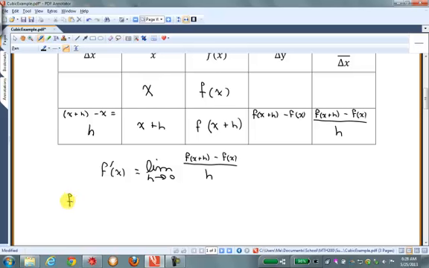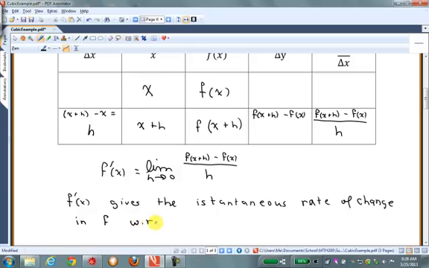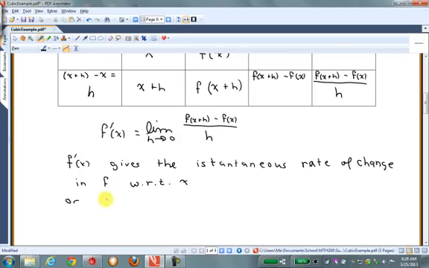Notice f prime of x gives the instantaneous rate of change in f with respect to x, or in y with respect to x.